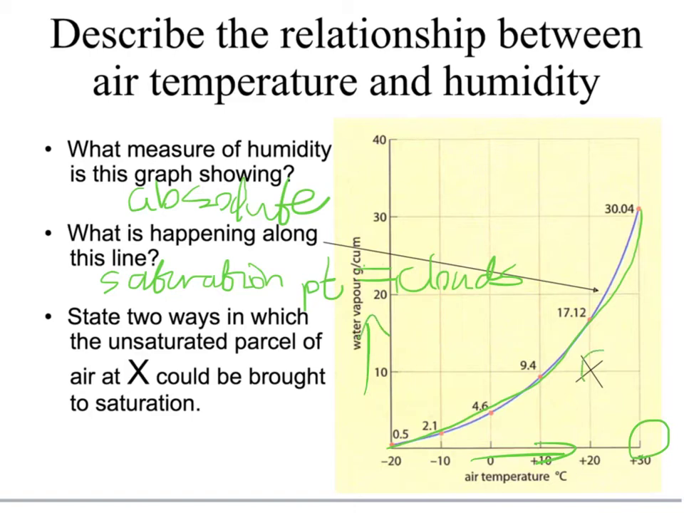How can we get this X here? It says state two ways in which the unsaturated particle of air X could be brought to water saturation. Hopefully you would guess that the answer is you can either bring it down that way or you can take it up that way. What I mean by that is you decrease the temperature or you increase the water vapour content, or the humidity, to bring it to saturation point.